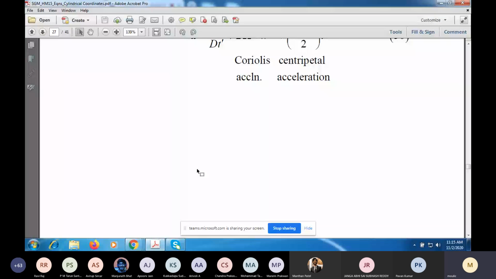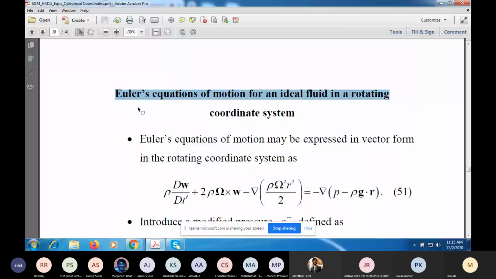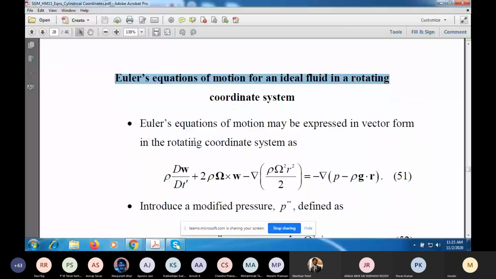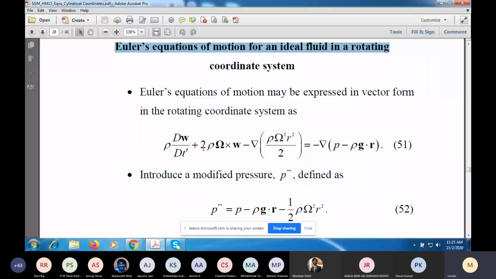So now we look at Euler's equations of motion for an ideal fluid in a rotating coordinate system. Okay. Now, if we recall, we wrote it in vector form as rho dv/dt equal to minus grad of, if I combine the body force term with the pressure, P minus rho g dot r. So this quantity, P minus rho g dot r, we were denoting by the symbol P star.